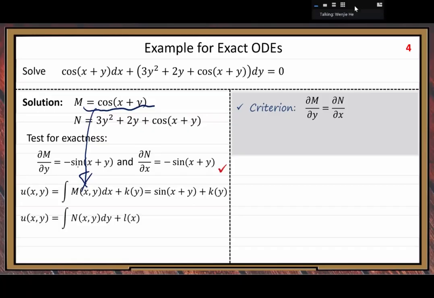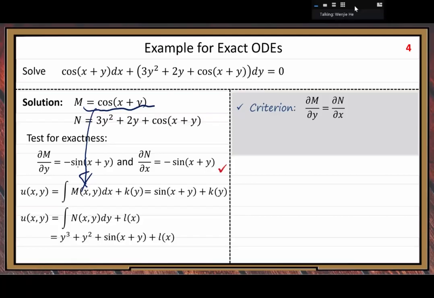Second form, N. Put it here, with respect to y. Take the antiderivative for each term: the first term, the second term, the third one, this function, and a little L function. So those are the two formulas we developed in the previous slide. So we use these two.